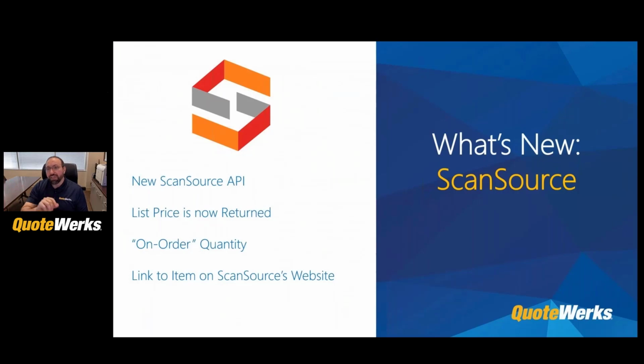So if you need more than what they have in stock, you might be able to see that more is coming soon. That would be helpful when it comes to creating your quotes and forecasting. And the other thing that's really cool is right from the Utilize panel, you'll be able to link directly to that item on ScanSource's website. So you can click on the link, it'll bring it up, and you'll be able to see everything that ScanSource has about that item.